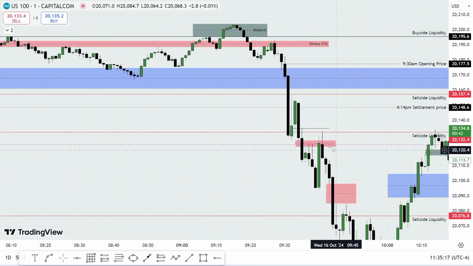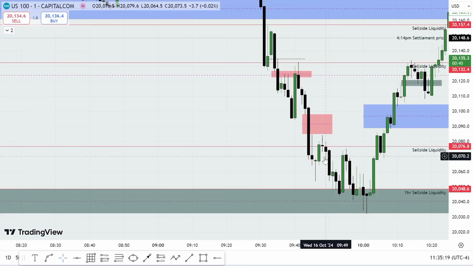So I took the sales from here, then allowed it to trade to this point. I took my profit right here. I waited for it to retrace to this bearish fair value gap here. It did not come back.